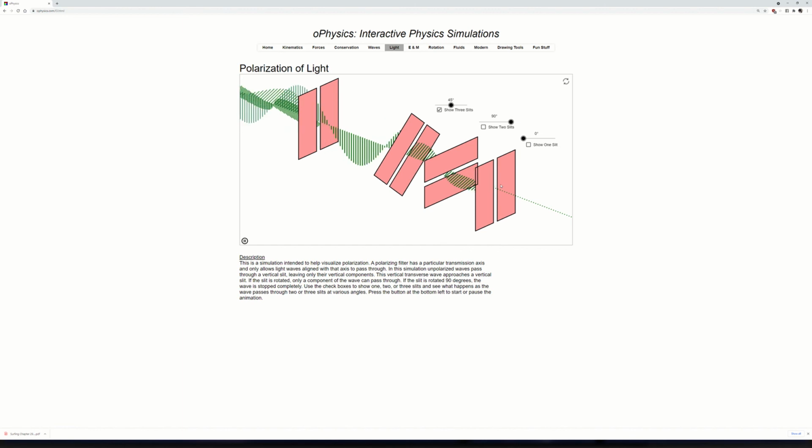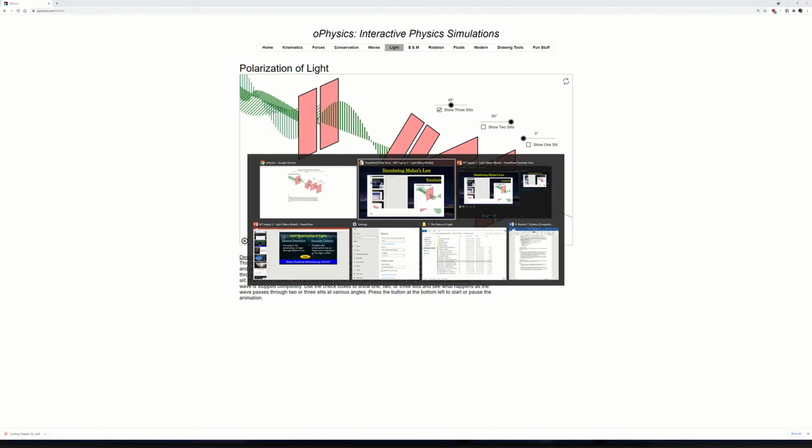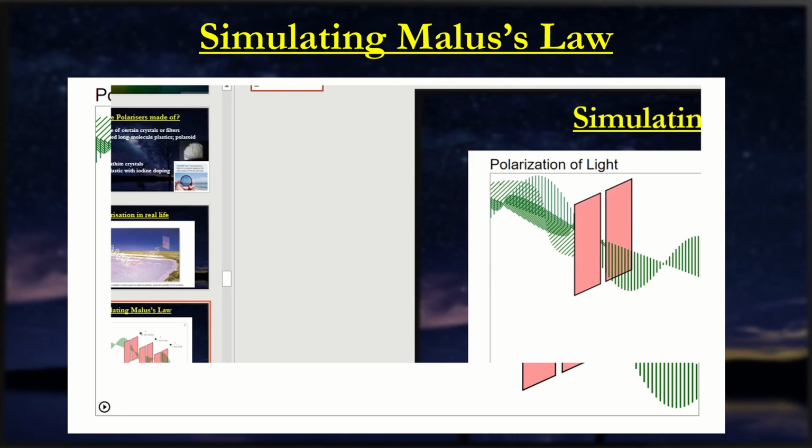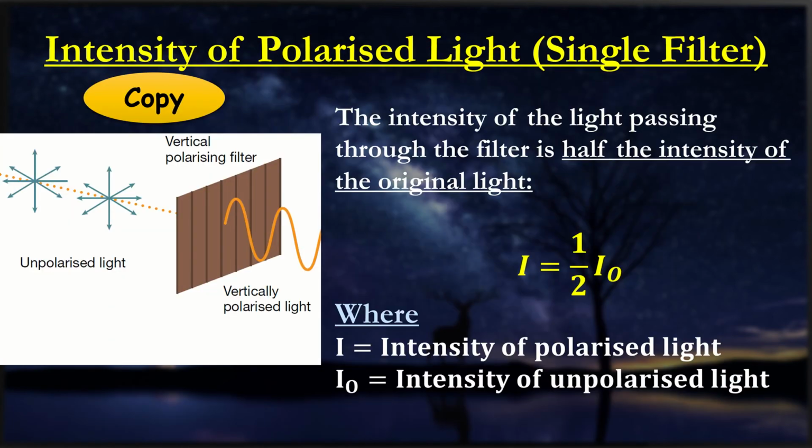So who exemplified or demonstrated that this is what we see right now? Let's have a look. Okay, so just to start off with, the intensity of light passing through the first filter will give you an intensity of half the original. So this is the original light source. That's the intensity.